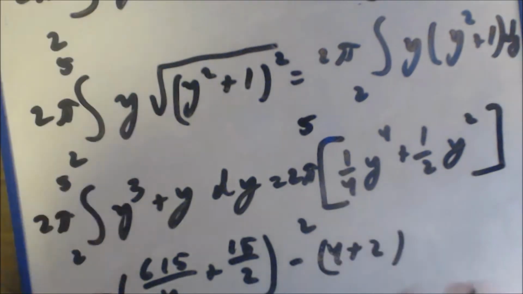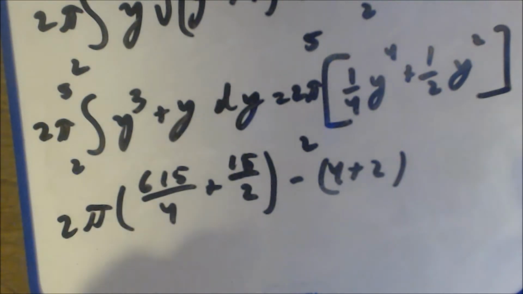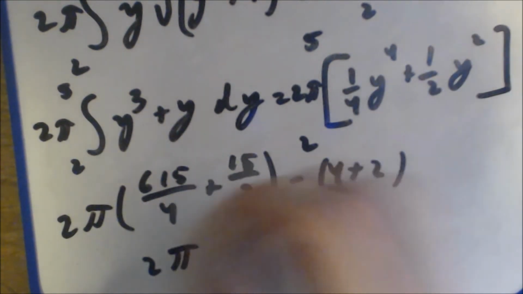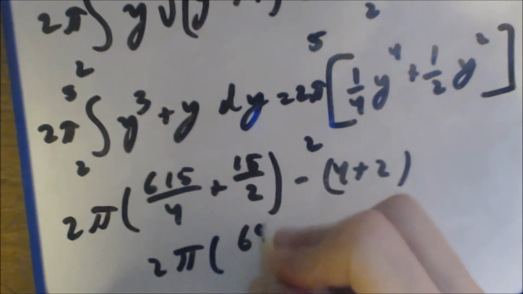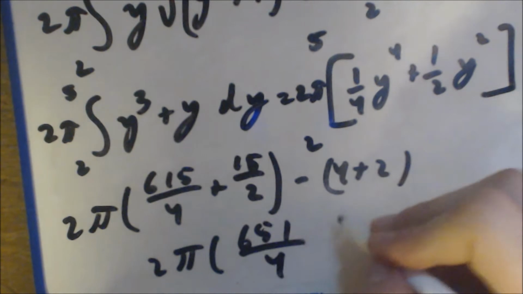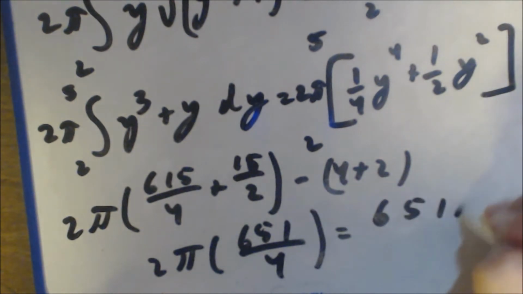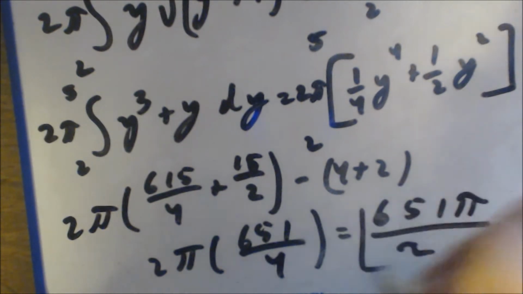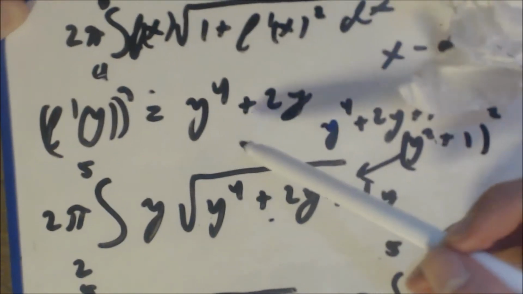And this all sums up, just to save time because this video is going to be pretty long. When you simplify all this out, it's going to be 2 pi times 651 all over 4, which is actually going to simplify to 651 pi all over 2. And this is the area of the surface of revolution of this equation up here.